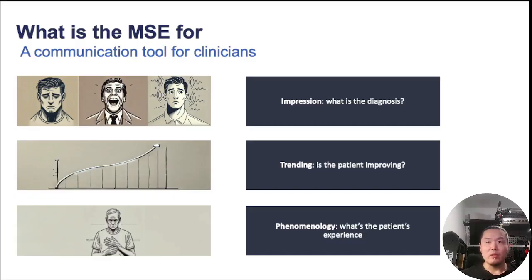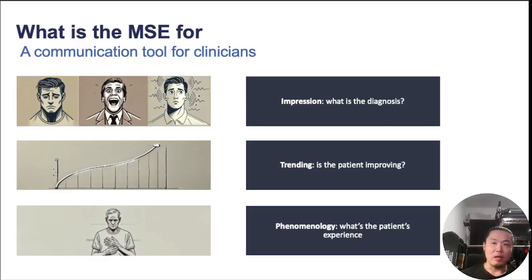Now, the second purpose of the MSE is as a trending tool. Unlike the rest of medicine, there are very few laboratory tests that we can use to tell whether or not someone is responding to treatment. And this is especially important when it isn't the same clinician seeing the patient over and over again. While inflammatory markers can decrease with antibiotic therapy, the only way that we may know whether or not a patient is responding to psychiatric treatment might be because of how we are presenting the MSE over time.